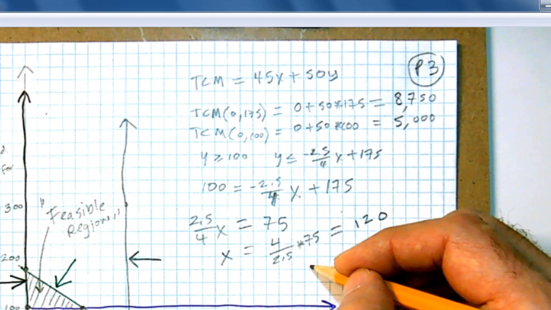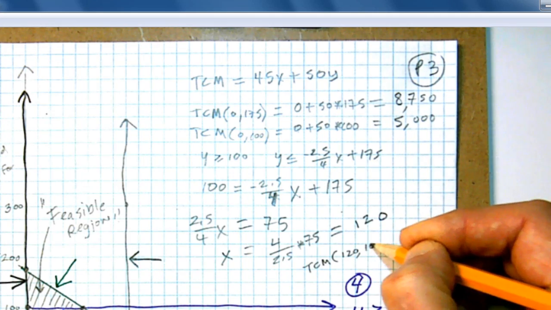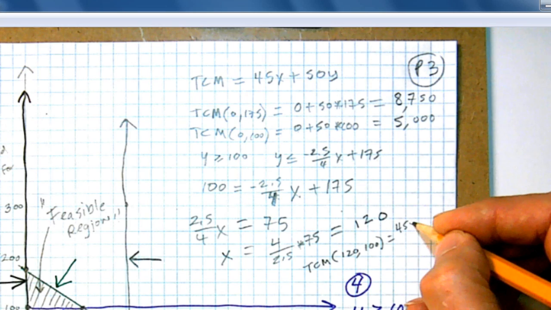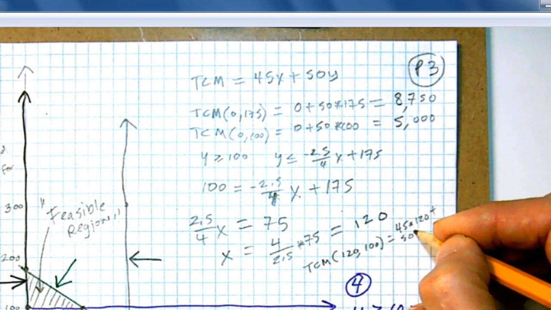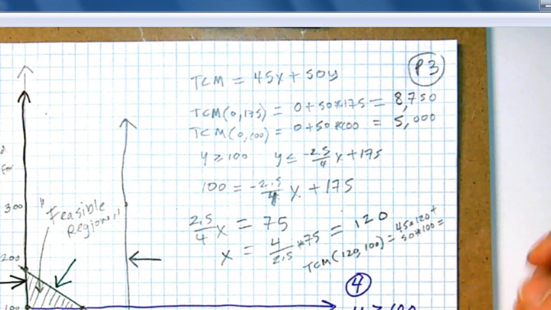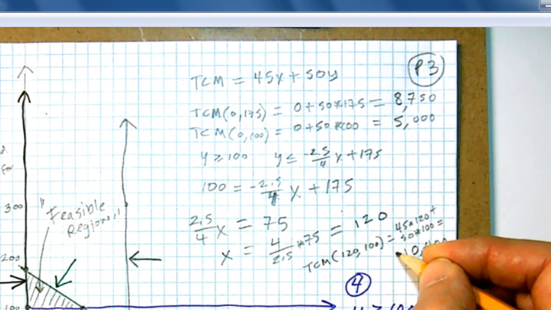So I'm going to do this right here. TCM 120, 100, and that will equal 45 times 120 plus 50 times 100, and that will equal 10,400. You got to be kidding me.